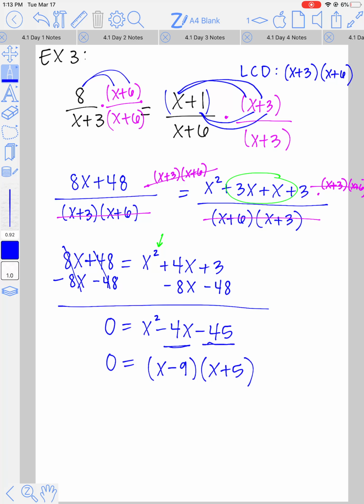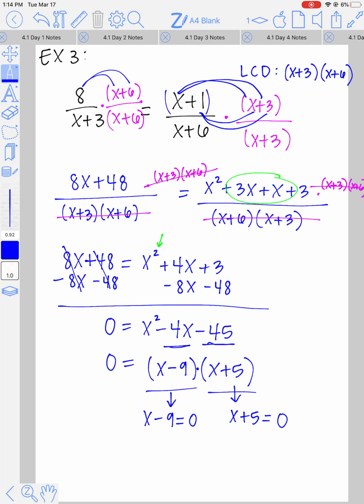Negative 9 plus 5 will give me negative 4, but negative 9 times 5 will give me negative 45. So I have these two factors being multiplied together and equal to 0. I can set each of them individually equal to 0. So we have x minus 9 equals 0 and x plus 5 equals 0. So in this case, I'll have two possibilities for the x value, or two possible answers.